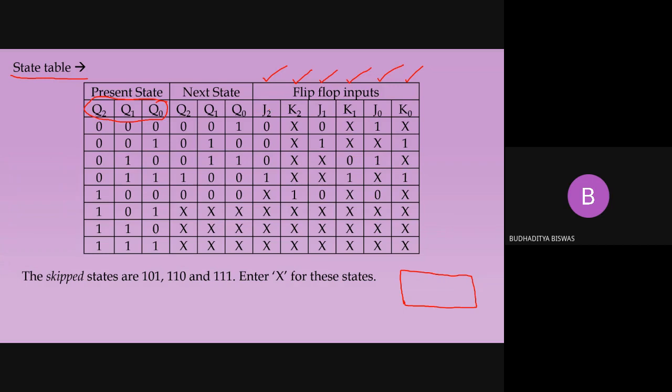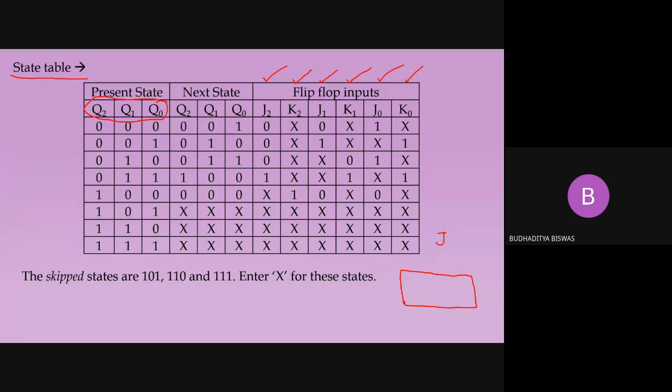Tell me, which one among J2, K2, J1, K1, J0, K0 should I work out? Sir, J2 K2. Not both, tell me any one. J2 and K2 are not the same thing. J2 is 1, K2 is 1. You need to do 2 K-maps for this. Just give me any one example. J2.